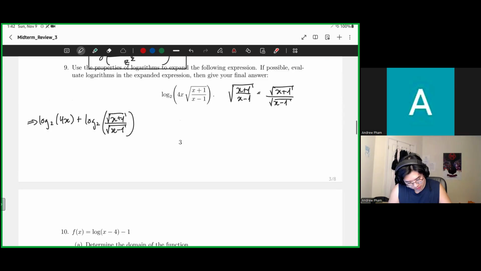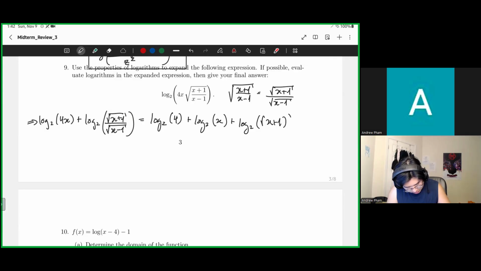So I can also write 4x as a product of 4 times x, and this you can split up using the product rule. So let's do so. So I have log base 2 of 4 plus log base 2 of x plus log base 2 of square root x plus 1 minus log base 2 of square root x minus 1.